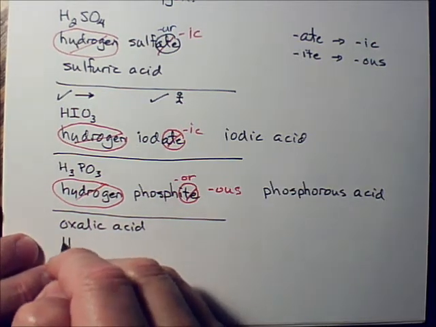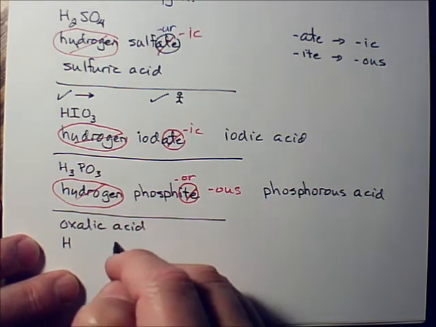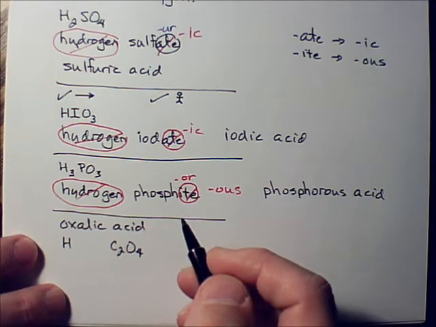All right, so we need hydrogens. We need oxalate, C2O4. What's the charge on the oxalate? Two negative.